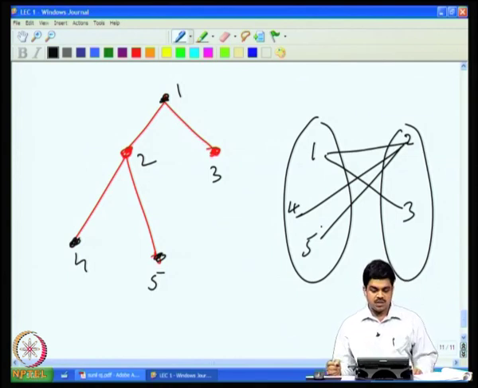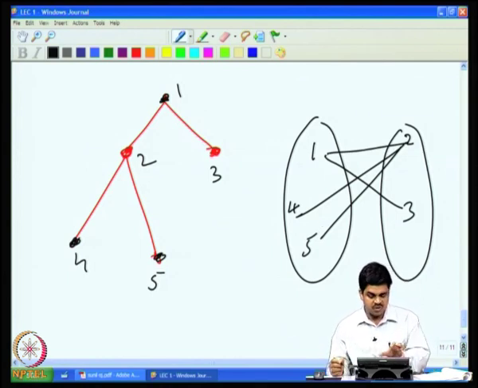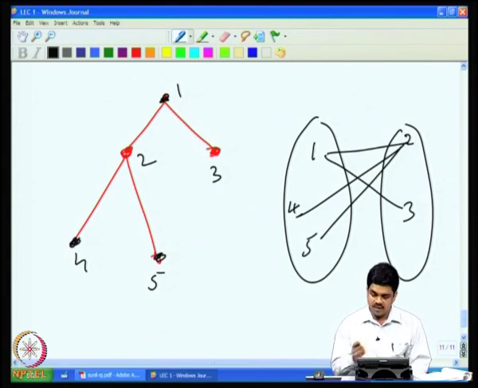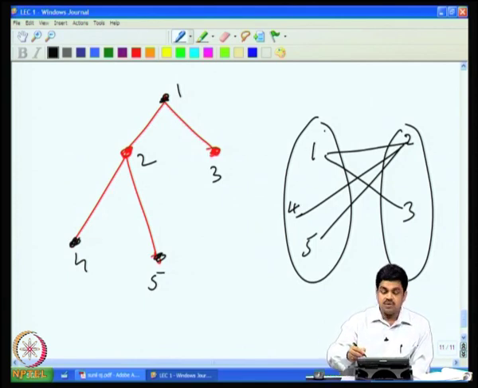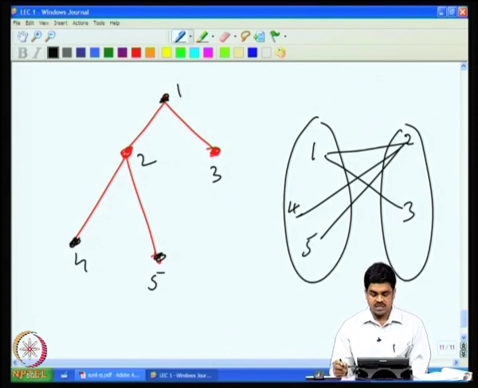So, by extending this argument, you can see that any tree can be placed like this on two sides, without any edge appearing in this side or without any edge appearing in this side, right. So, all the edges will go from one side to the other. Trees are like that. Trees are bipartite graphs. Now, we saw that some cycles are bipartite. Is it true that every cycle is a bipartite graph?